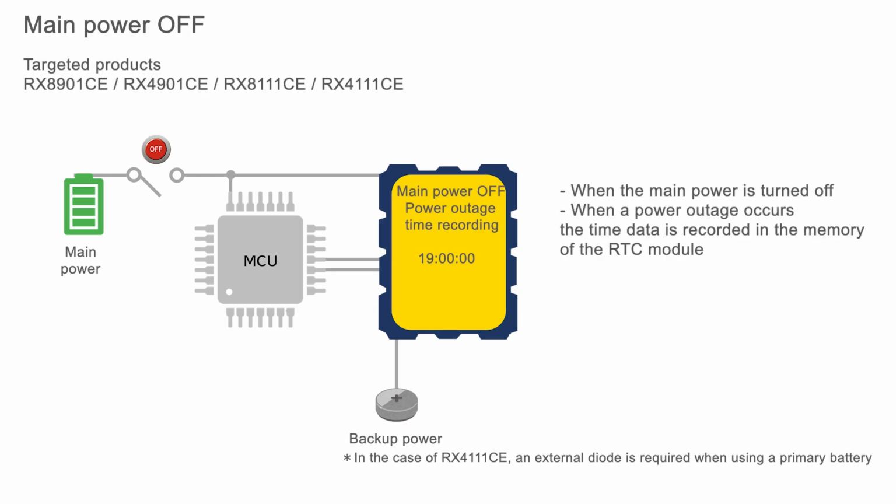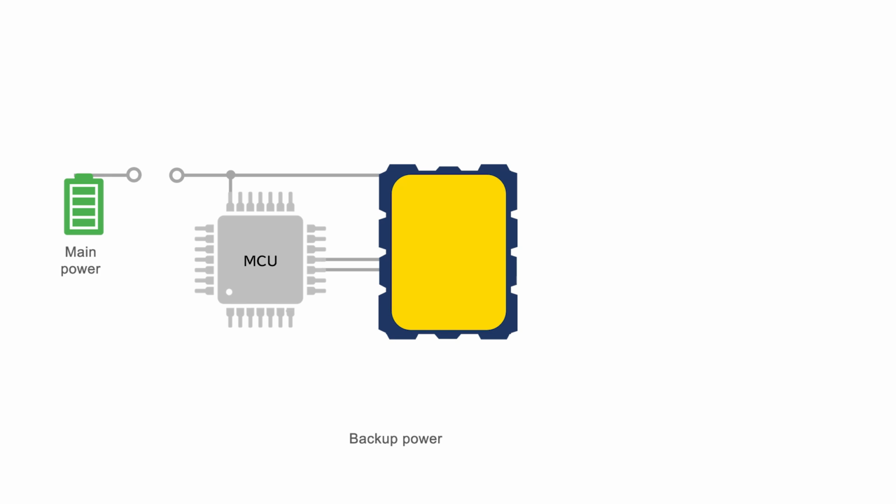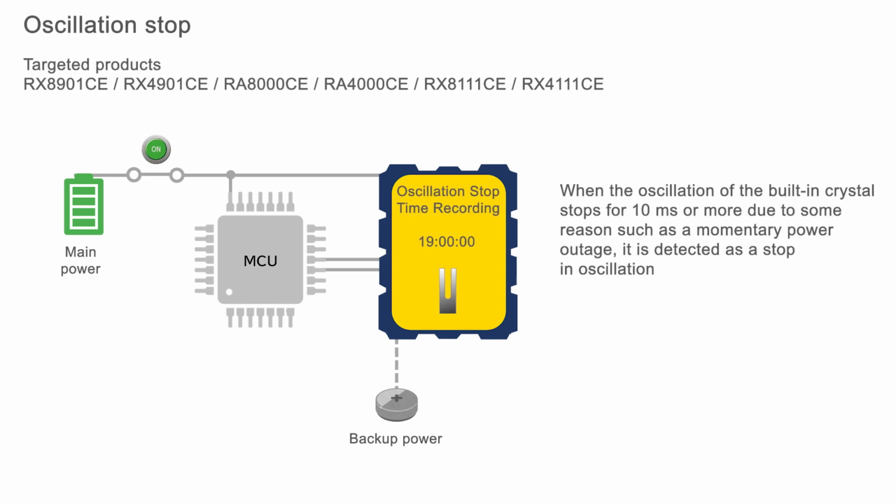The RTCs are capable of recording time data in the memory within the RTC module when the main power is turned off or a power outage occurs. When the oscillation of the built-in crystal stops for 10 milliseconds or more due to some reason such as a momentary power outage, it is detected as a stop in oscillation. When the crystal oscillation resumes, the time when the crystal oscillation stopped is recorded.